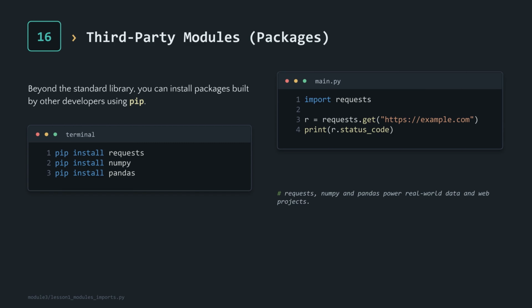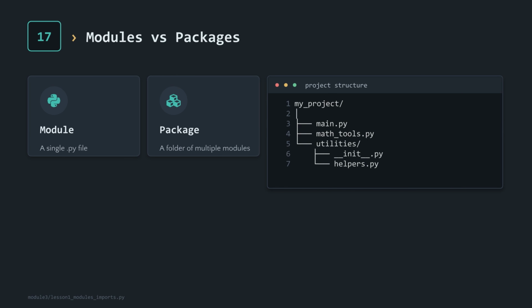These packages, like requests, NumPy, and pandas, power a huge amount of modern data and web projects. Let's clear up the difference between modules and packages. A module is just a single .py file. A package, on the other hand, is a folder containing multiple modules. Notice the project structure shown here. The folder contains an __init__.py file, which is exactly what tells Python to treat it as a package.